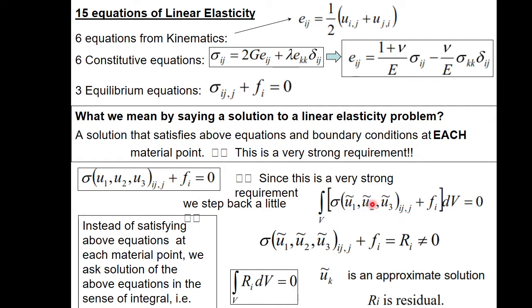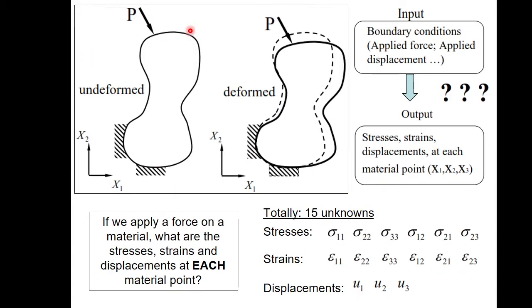Okay, so here we don't have exact 0 now. If we substitute this exact displacement field with this approximate displacement field, there would be some residual. So this is known as residual, and this residual will be there at each material point in the body itself. If we have a body like this, at each point we have some residual.